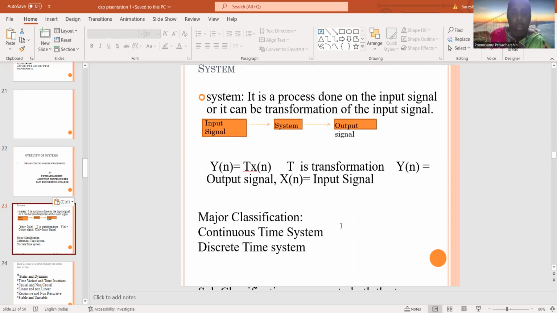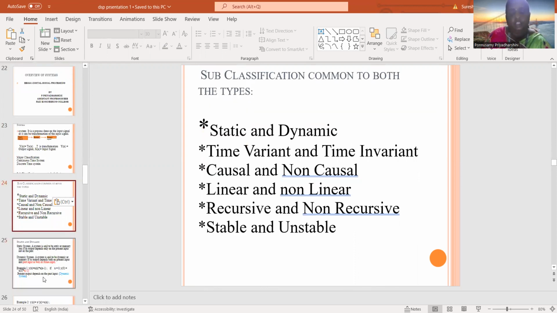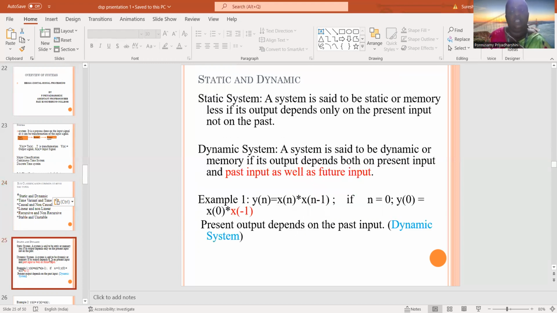The major classification of systems is continuous time system and discrete time system. The subclassification is common to both types. So what are the subclassifications? Static and dynamic, time variant and time invariant, causal and non-causal, linear and non-linear, recursive and non-recursive, stable and unstable systems. First we are going to see the first classification, static and dynamic.